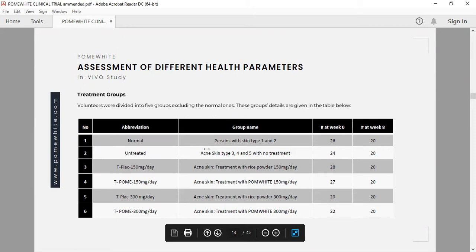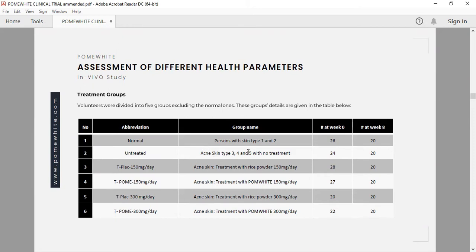The untreated group has skin types 3, 4, and 5. These are the types of skin in which acne pimples and acne lesions are present, and scars are present. They have fine lines along the side of their lips, and they are having no treatment, neither placebo nor Pomewhite. So they become our untreated group, which is group 2.